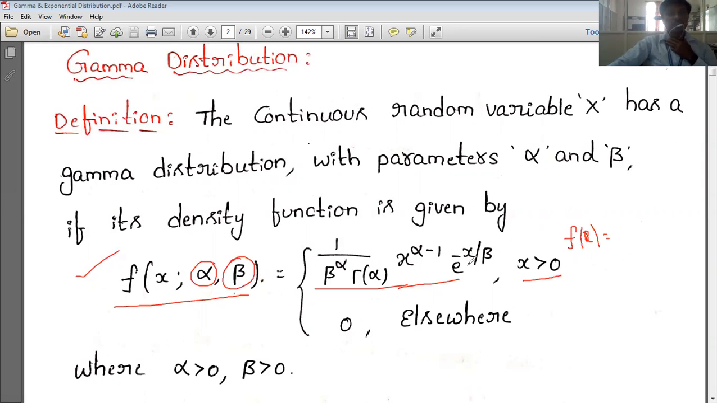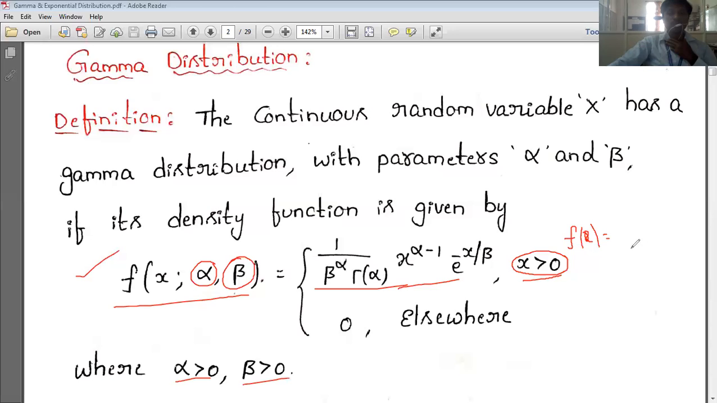See that e power minus x, x power n minus 1. There it is having the integral from 0 to infinity, which we are simply representing as x greater than 0, that is from 0 to infinity. And alpha and beta are parameters here. Elsewhere it is 0. In the rest of the cases, the density function value is 0. The parameters must also be greater than 0.